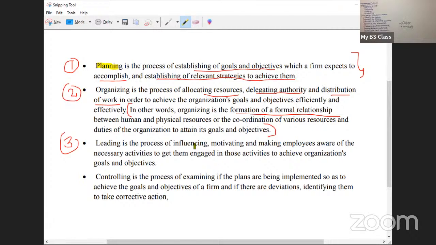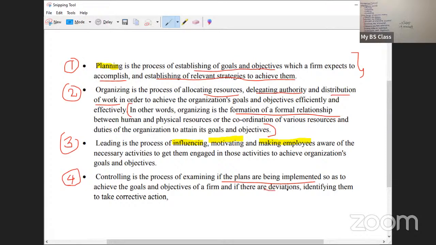Leading, it's all about influencing, guiding, and motivating, and making employees aware about the necessary activities. And finally, you will be checking the progress. You will make sure that the plans are being implemented so as to achieve the goals and objectives.